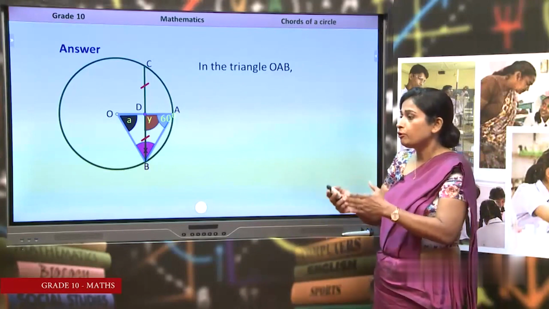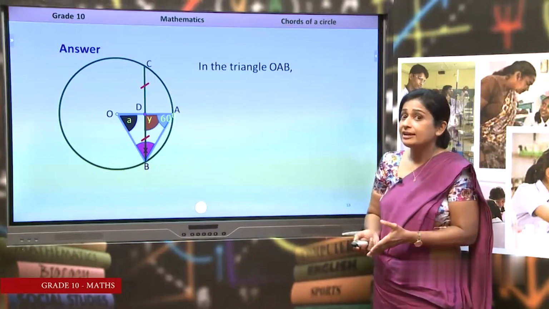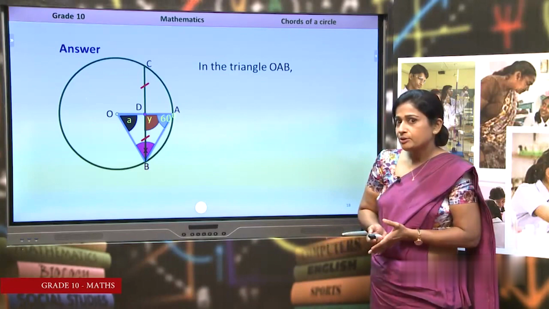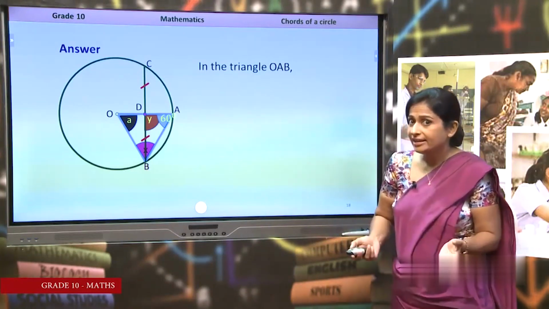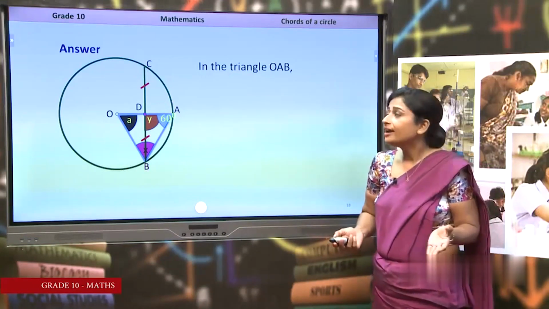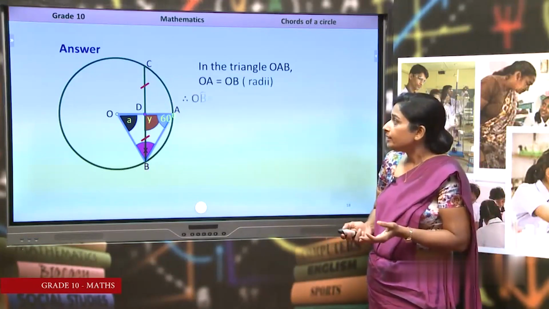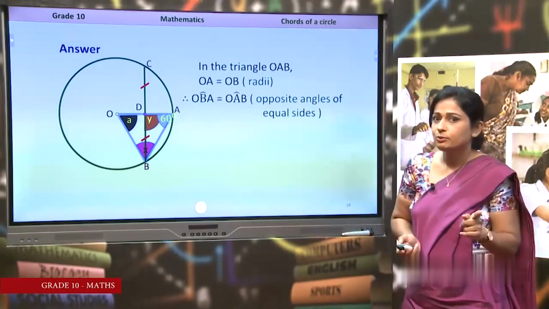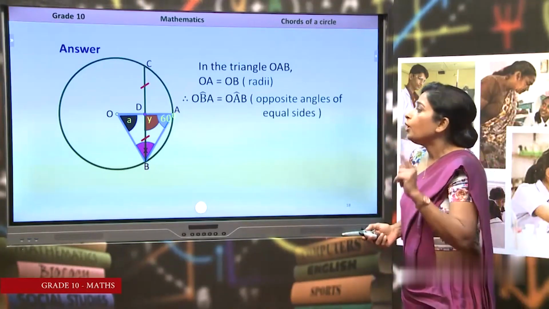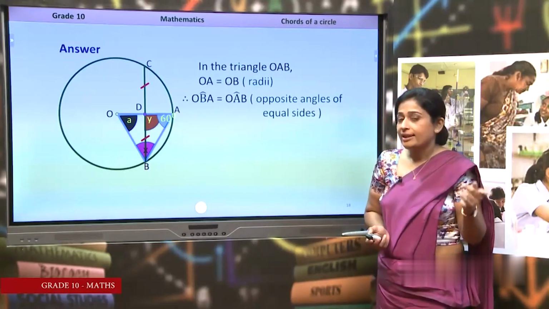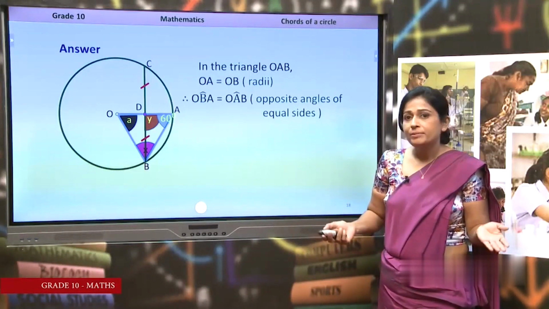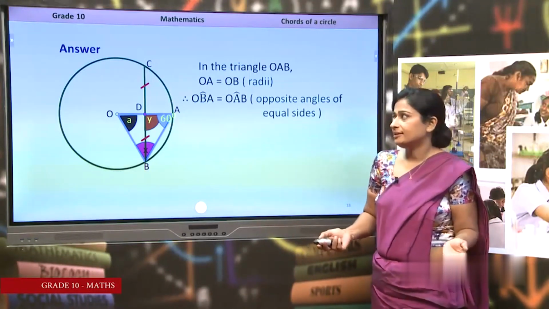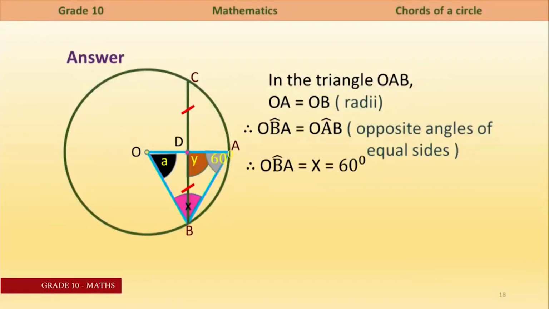If two sides of a triangle are equal, what can you conclude? If two sides are equal in a triangle, the opposite angles are equal. So according to that, we can find the value of x. You know the OAB angle and the OBA angle are equal. The OAB angle is 60 degrees, so the OBA angle is also 60 degrees. That is x. The value of x is 60 degrees. We found that. Very easy.